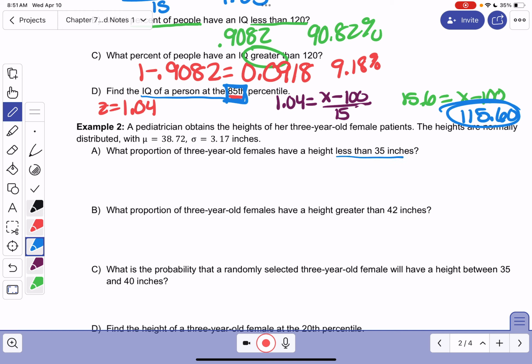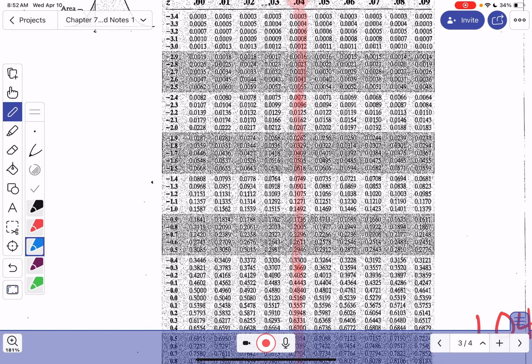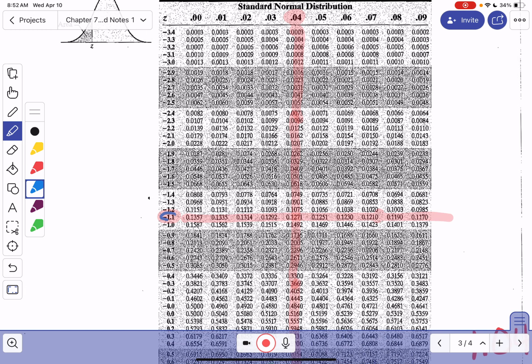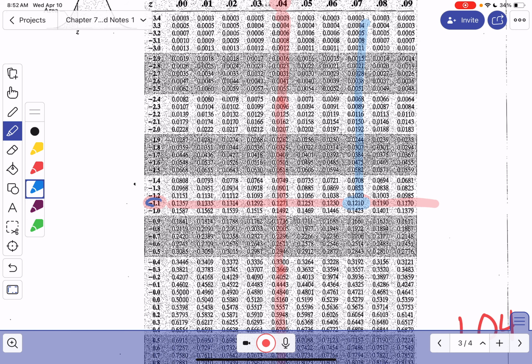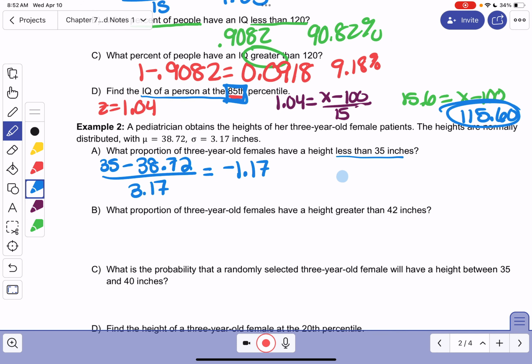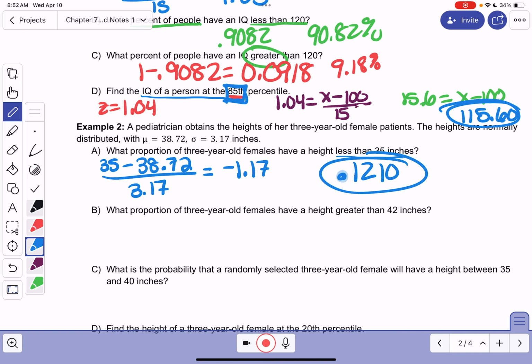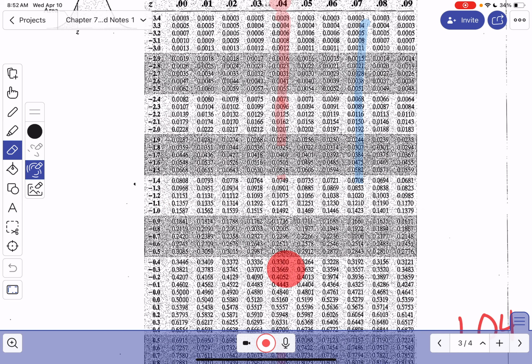All right, less than 35. So 35 minus 38.72 over 3.17 gives us negative 1.17. So when I use the table, we're going to find negative 1.1, and then we go over to 7, which is this one. 0.1210. So 0.1210 is the proportion that are less than 35. Then we're going to do greater than 42.